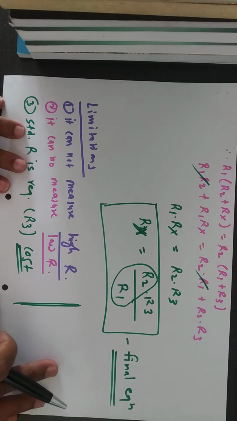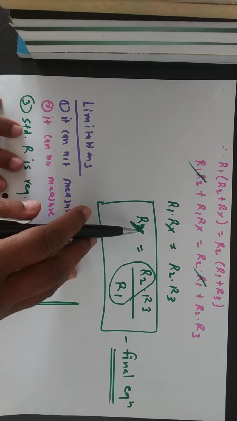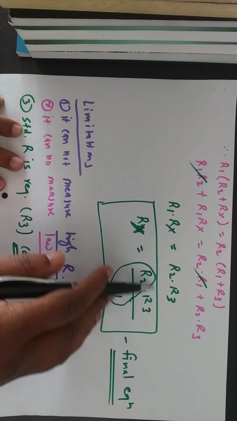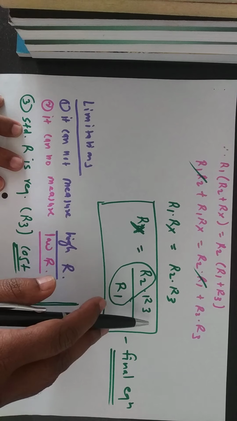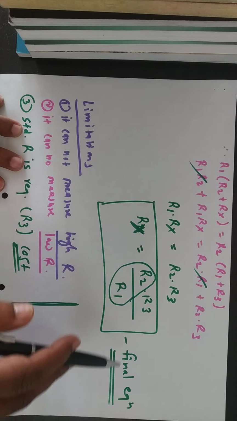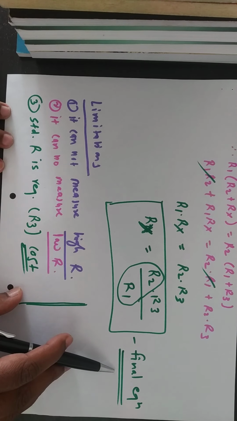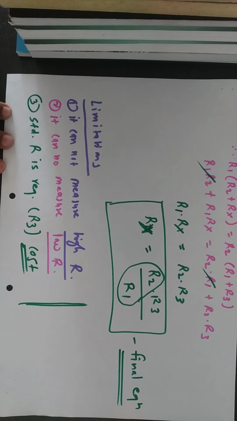So the Wheatstone bridge can give us the following equation, that is, the unknown resistance Rx can be found by using this equation, that is R2 into R3 divided by R1. So this is the final equation for the Wheatstone bridge method, and we also discussed the limitations of the Wheatstone bridge network.